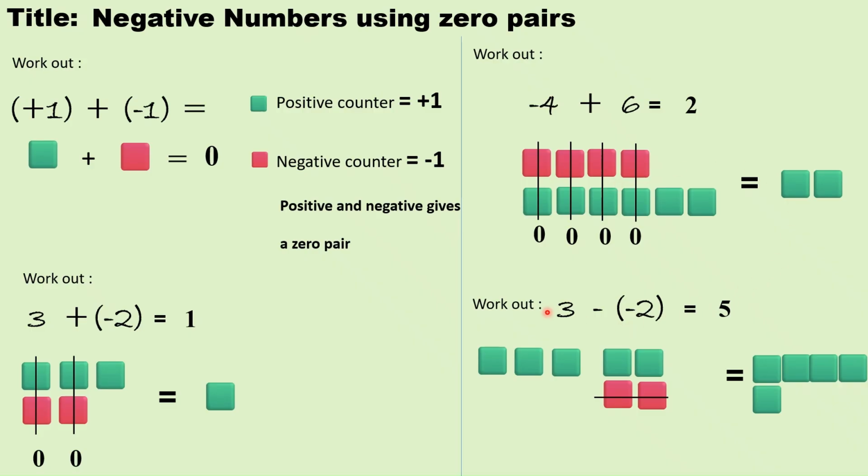Okay, and then let's look at the final question where we have 3 subtract negative 2. Again, to subtract a negative is the same thing as adding. Always remember that. But using the diagram, remember we have our 3, we don't have any negative 2. We have to add 2 zero pairs and then subtract our negative. And that's how we use the diagrams to solve these questions.